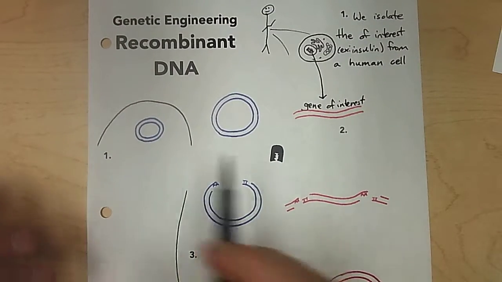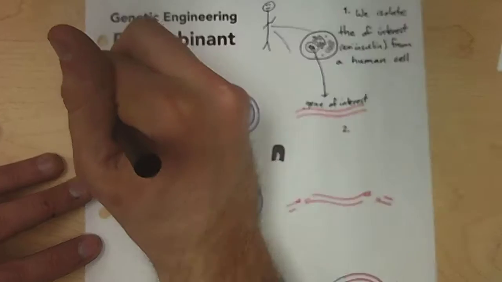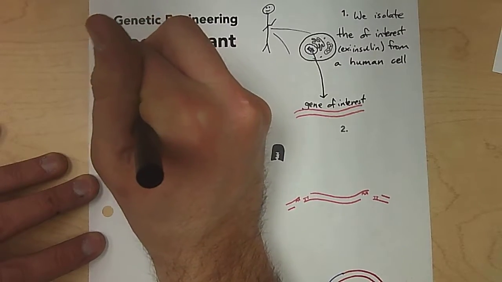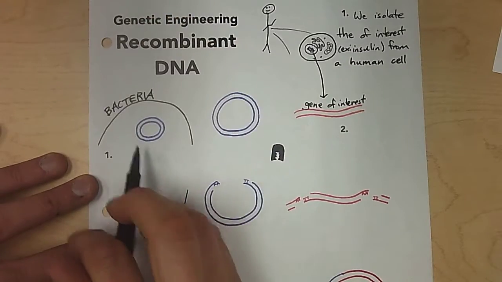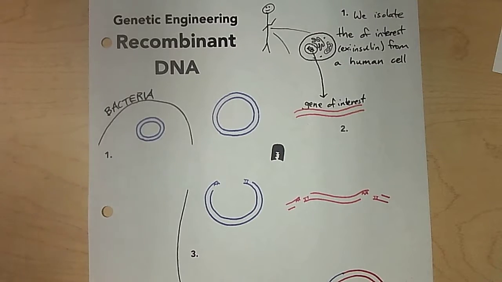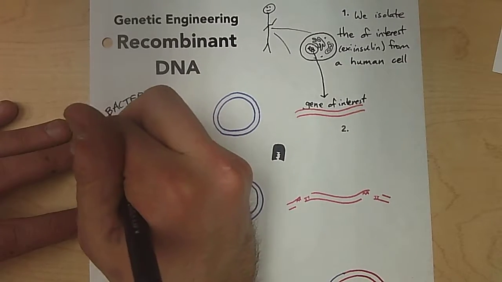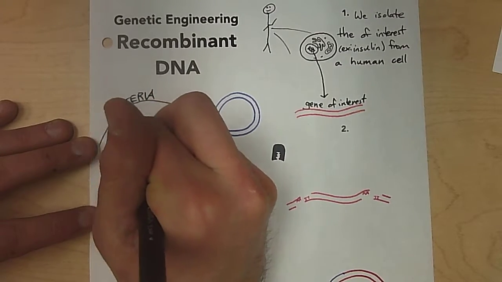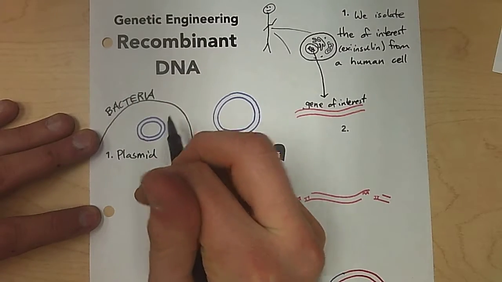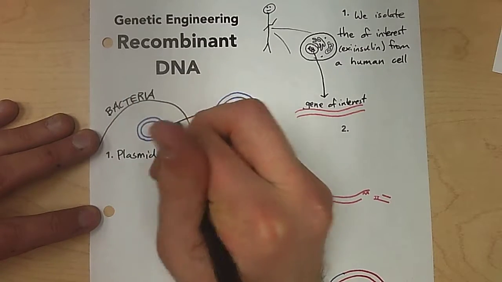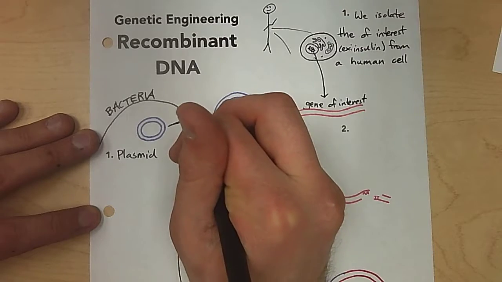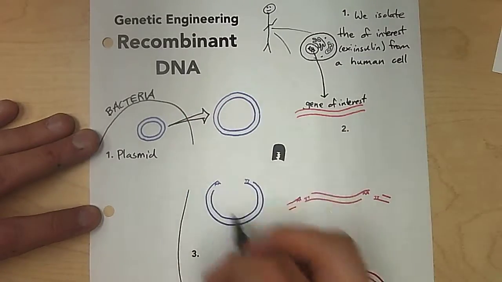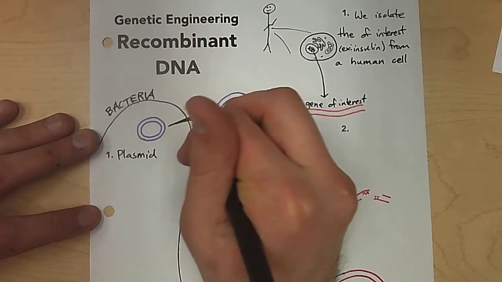The second step one is we're going to take our bacteria, and bacteria have these things called plasmids. They're circular, essentially just circular DNA. So we're going to take our plasmid out of the cell, or out of the bacteria. All of this happening right here is happening in a test tube, essentially.